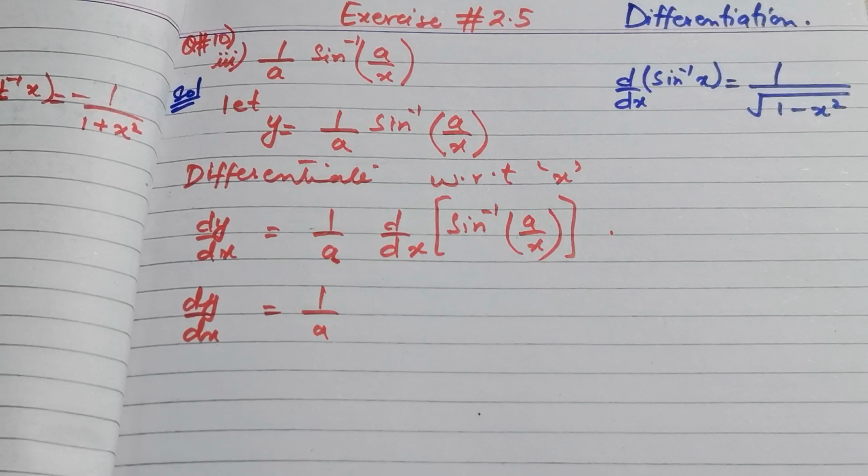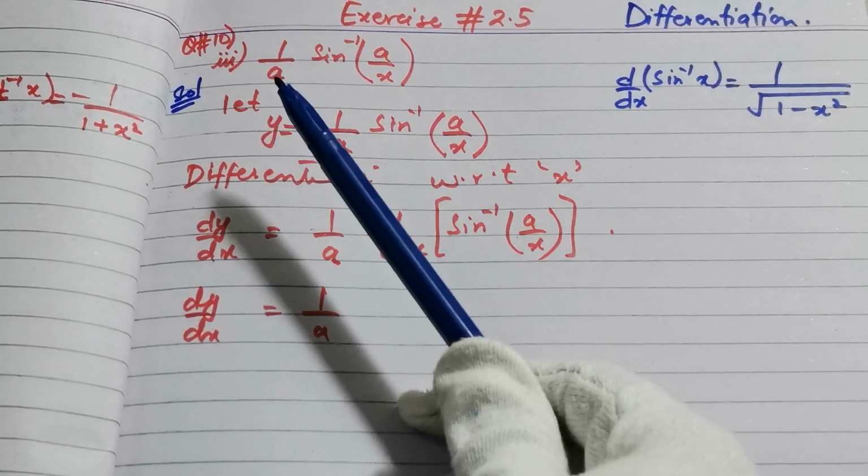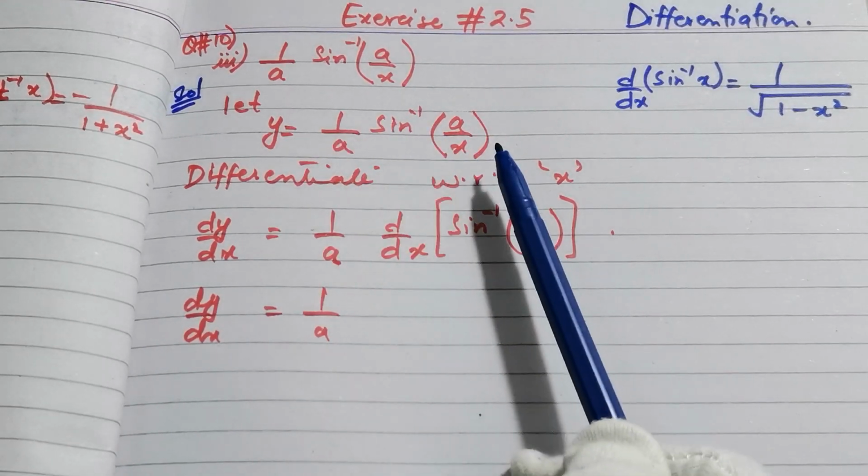Now I'm going to teach you exercise number 2.5, differentiation question number 10 part 3: 1 by a sine inverse of a by x. The first step is always that y is equal to 1 by a sine inverse of a by x.